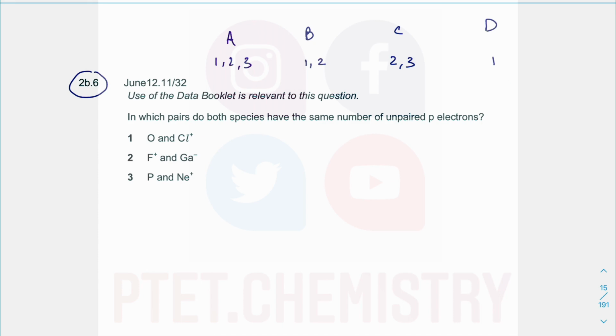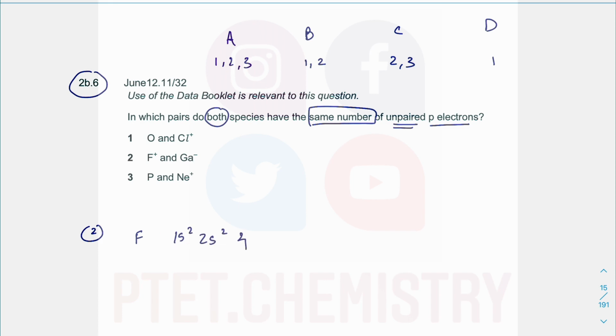So in this first question, they are saying that in which pairs do both the species have the same number of unpaired p electrons, right? So let's have a look at option 2 first, because as with the logic, we always check for option 2 first. So we have to write down the electronic configuration. So this is F plus. If you start from fluorine, maybe I write the whole configuration.